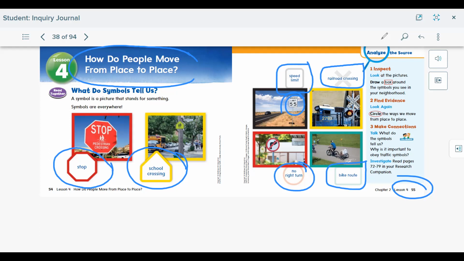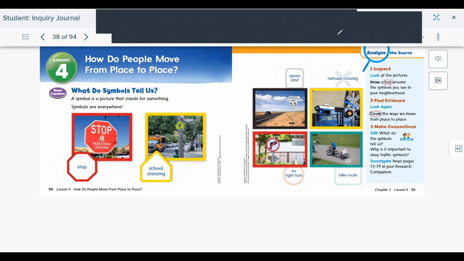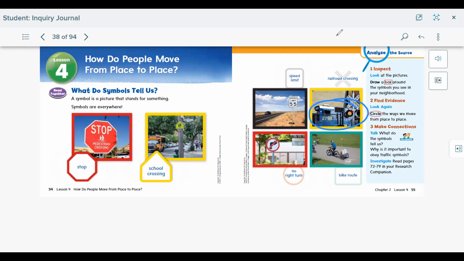If we look, this is a train. So yes, we can use a train to go from place to place. Do you see any other ways that we move from place to place? There's a car right here. We can use a car to travel from place to place. And there's a bicycle. We can use a bicycle also.